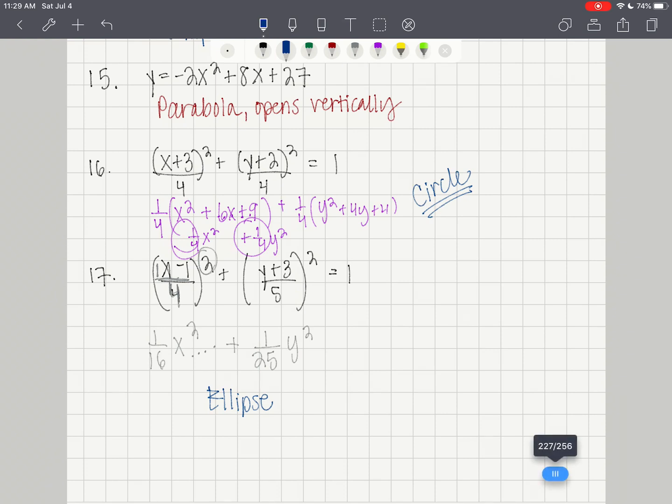Okay, in the next video, we're going to start getting into graphing these conic sections, and we're going to start off with parabolas in our first demonstration of graphing.